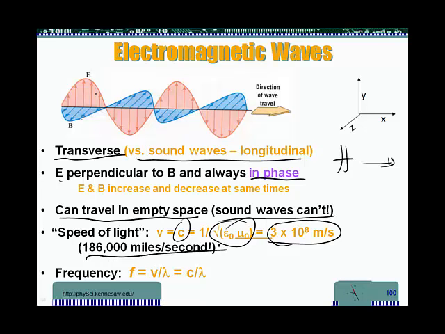The 3 × 10⁸ in miles per second is 186,000 miles per second. If you'd like to find how many miles per hour, just multiply that by 3,600 seconds, and so you'll get an even larger number. Now, the other thing that you need to remember is the relationship between frequency, wavelength, and speed. It's the same relationship as for all types of waves. The only difference here is if we are in vacuum, the speed is going to be c, but f is going to be the speed of the wave over the wavelength.